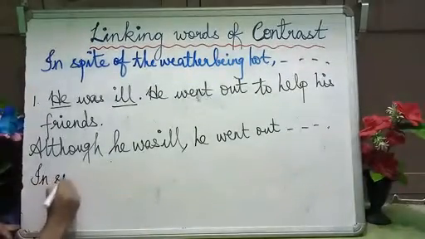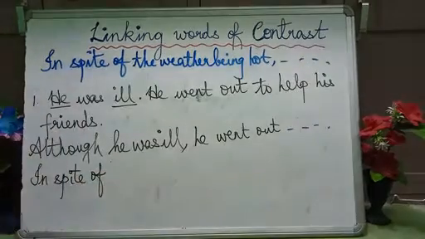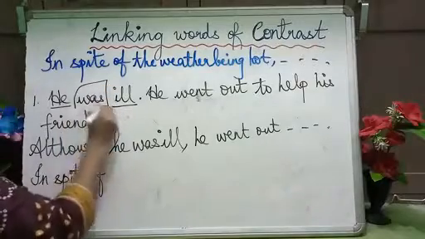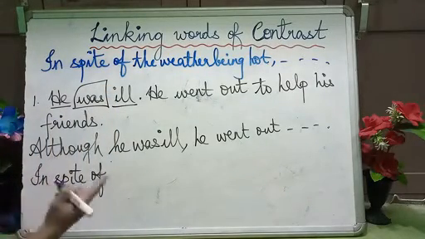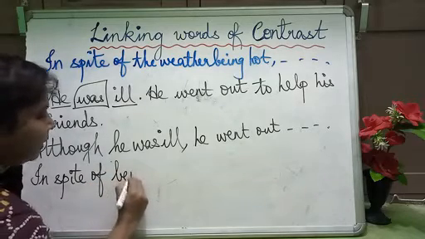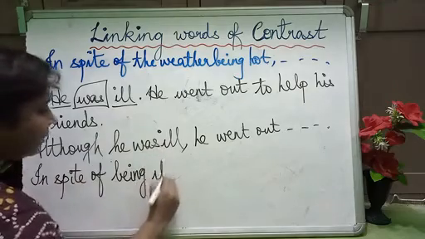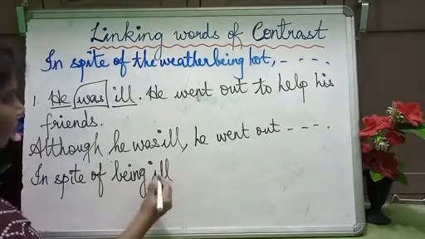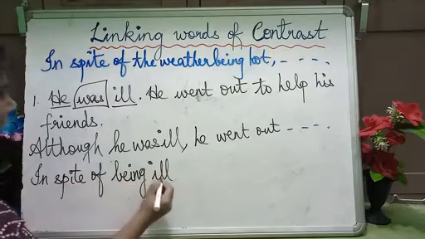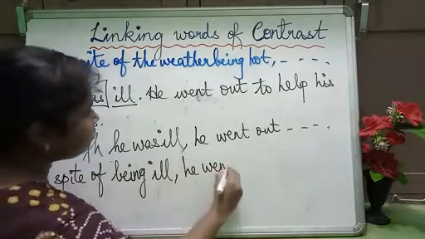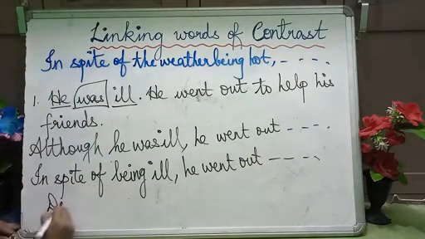In spite of. So how will we change it here? Instead of was, you cannot add ing to was, so you have to use be. So to be you are adding ing. In spite of being, then ill. This ill will be like that only. You should not make any changes for this. Only instead of was you are using being. In spite of being ill, he went out to help his friends.